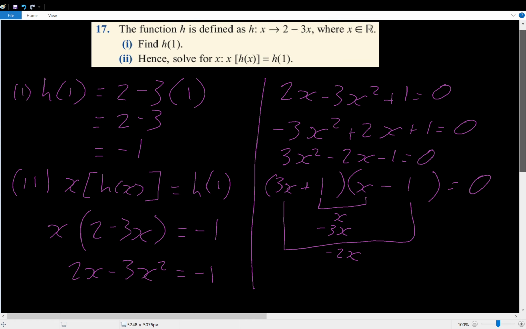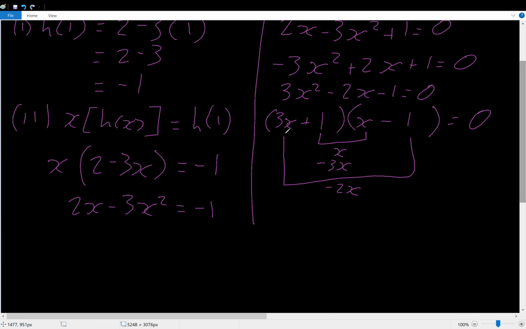If we then take those two factors, because they're multiplied together and equal to 0, and we take them separately and set them equal to 0, we get 3x plus 1 equals 0, and we get x minus 1 equals 0. And we just have to solve those linear equations. So that becomes 3x equals minus 1, so x equals minus 1/3, and over here we get x equals 1. And that should be that.